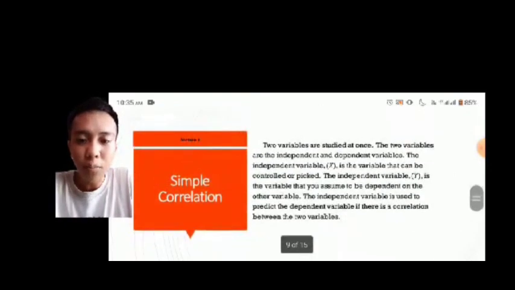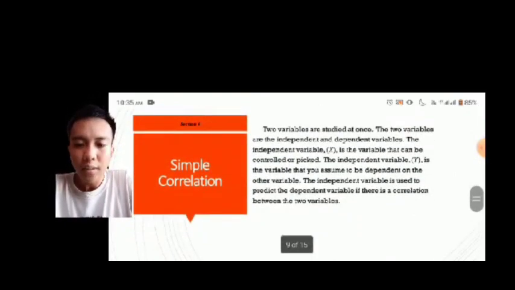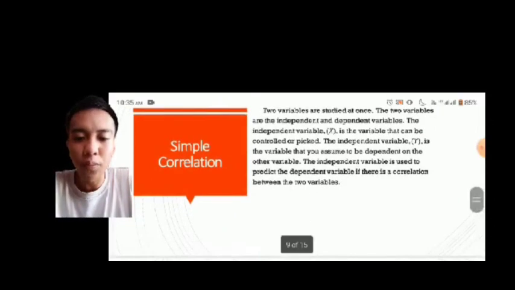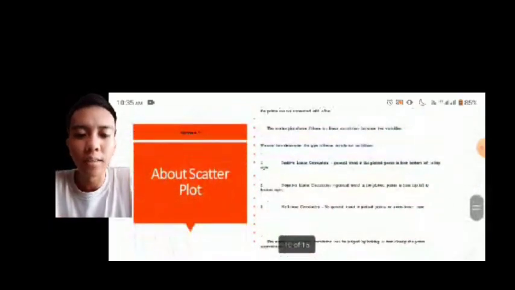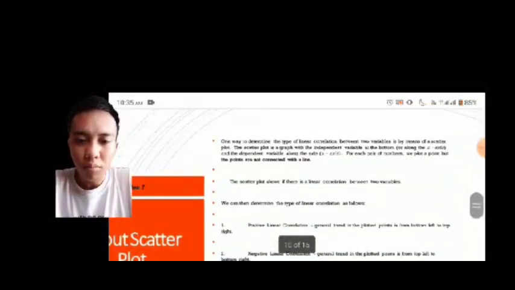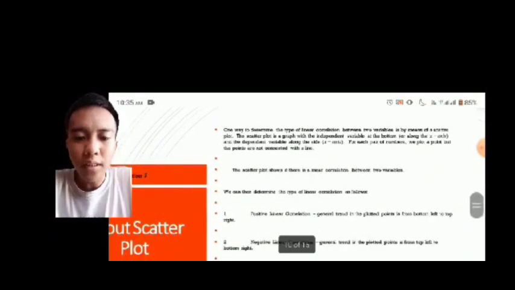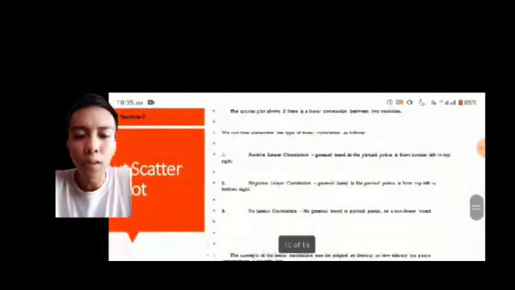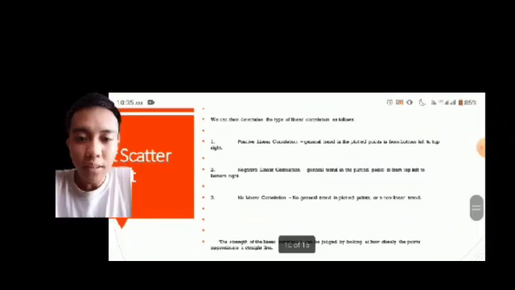Thus, simple correlation. The independent variable is used to predict a dependent variable if there is a correlation between the two variables. And the scatter plot. A scatter plot shows if there is a linear correlation between the two variables. There are three different types of linear correlation.